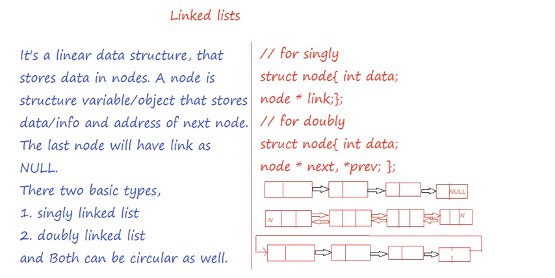Basically what a linked list is: it's a linear data structure that stores data in nodes. In data structure we mainly focus on the organization of data in memory so that we can retrieve it in a fast way. What are the different ways we can represent it? We can represent a linked list using sequential representation as well as dynamic linked representation.